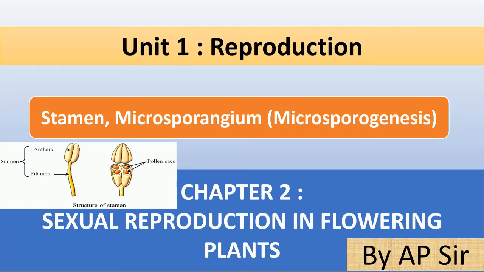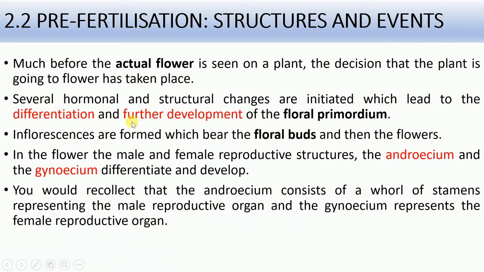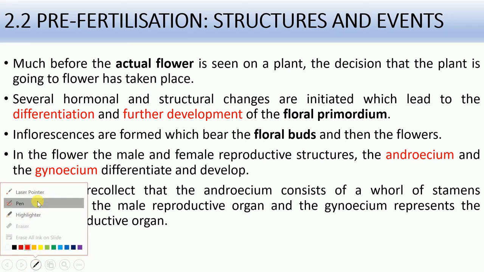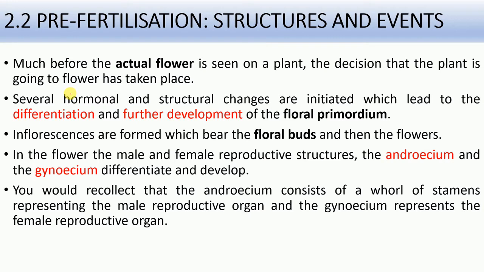So we are discussing unit number one, reproduction, and in this chapter, sexual reproduction in flowering plants, we have already discussed the structure of the flower. In this lecture we are going to learn about the stamen, microsporangium and microsporogenesis. It is a pre-fertilization event, right? We have already gone through what a pre-fertilization event is: formation of a gamete and transfer of the gamete. So let's have a look at the formation of the gamete.